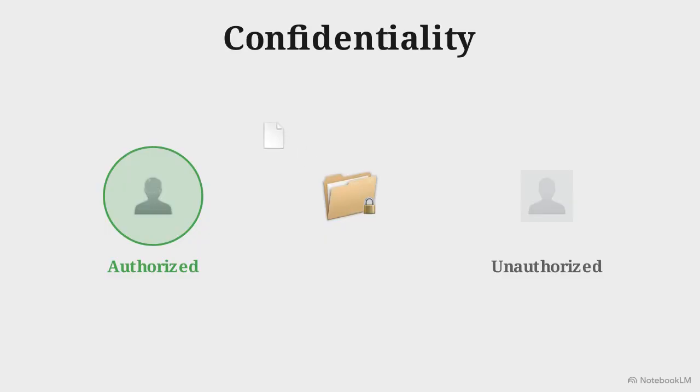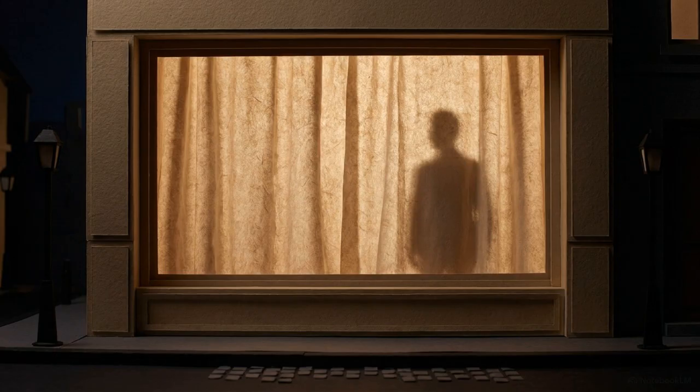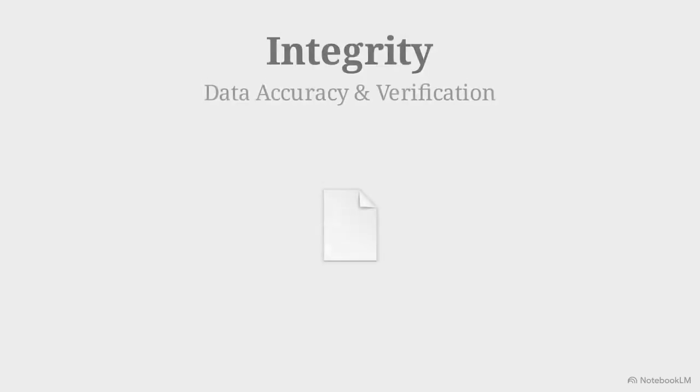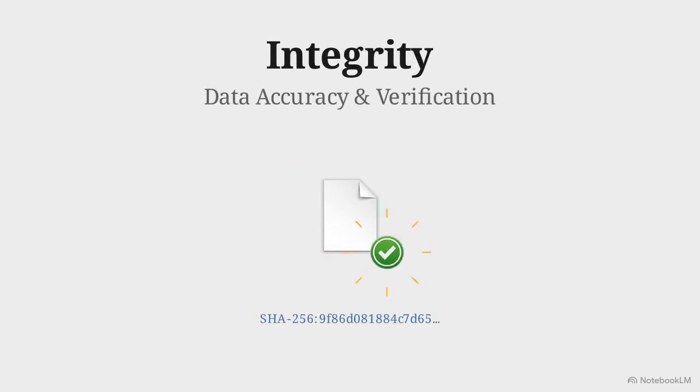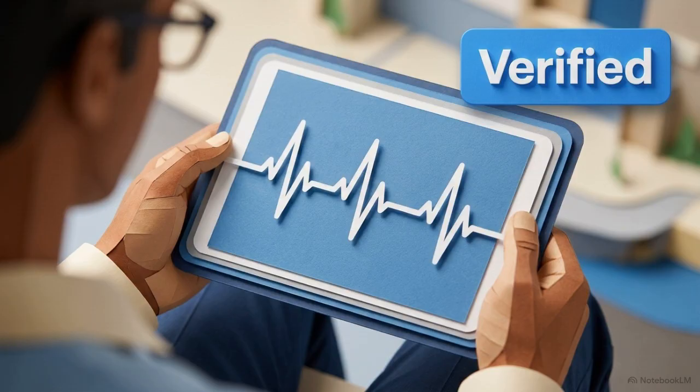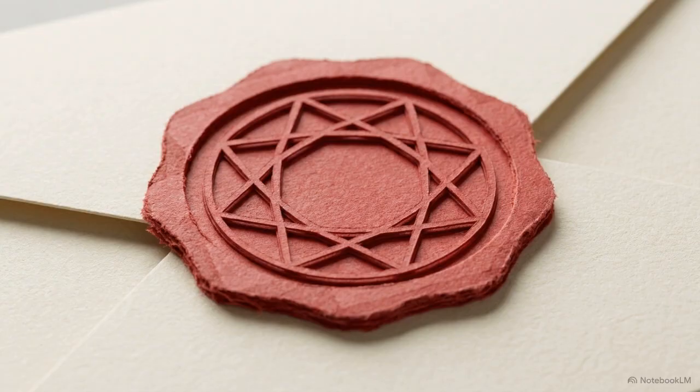It ensures only authorized people can see your data. It's like pulling your curtains so a stranger can't peer into your living room. Integrity is about accuracy. It ensures your information hasn't been changed or tampered with. If a doctor reads your chart, they need to know it is correct. It's like checking that the seal on an envelope hasn't been broken before you open it.